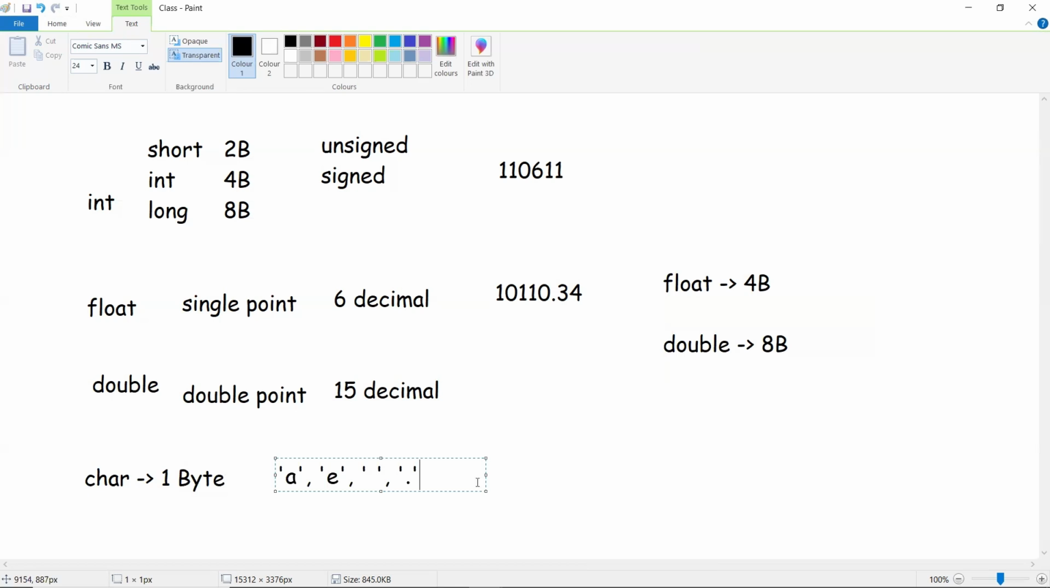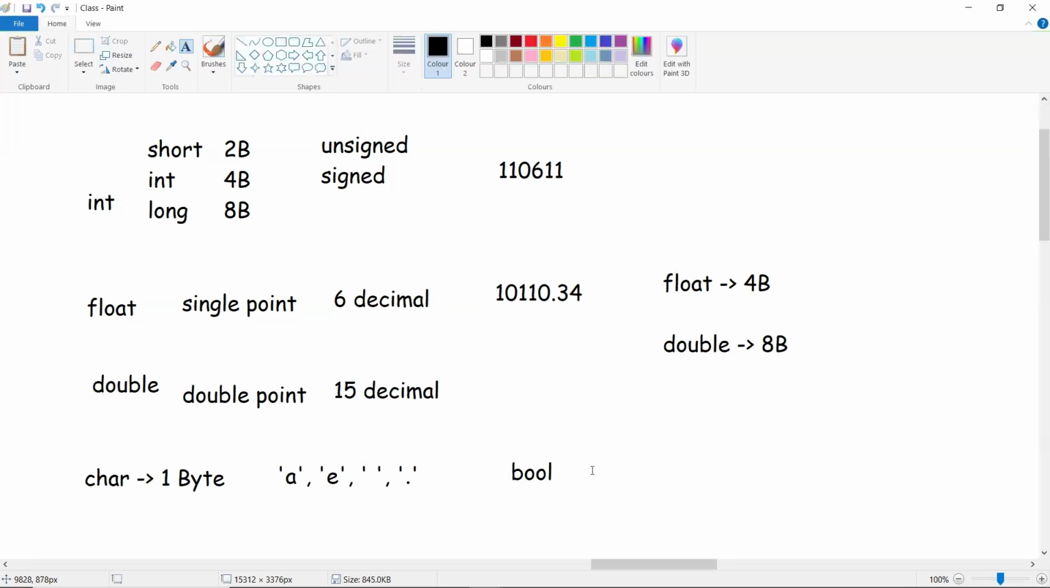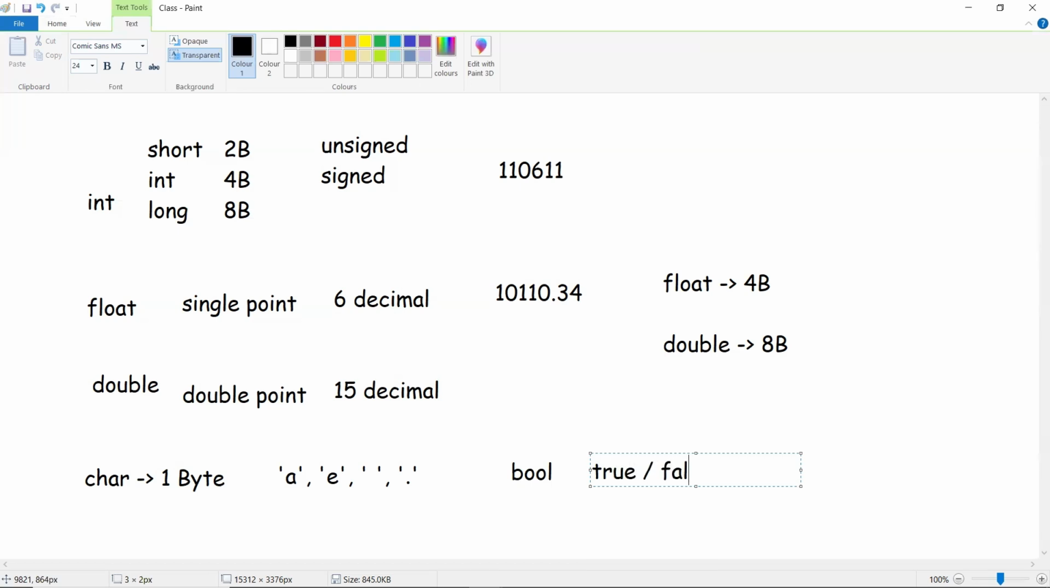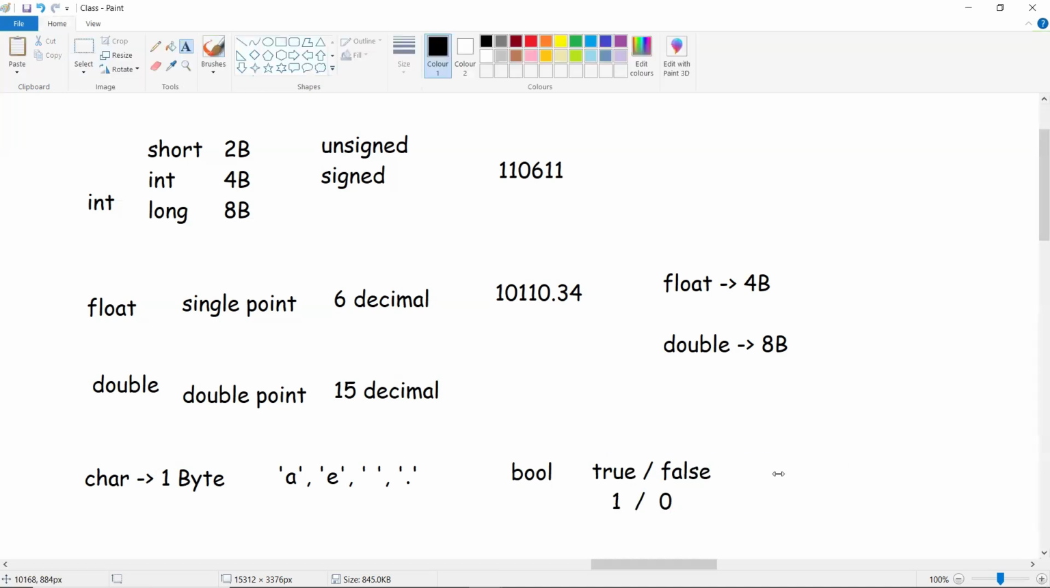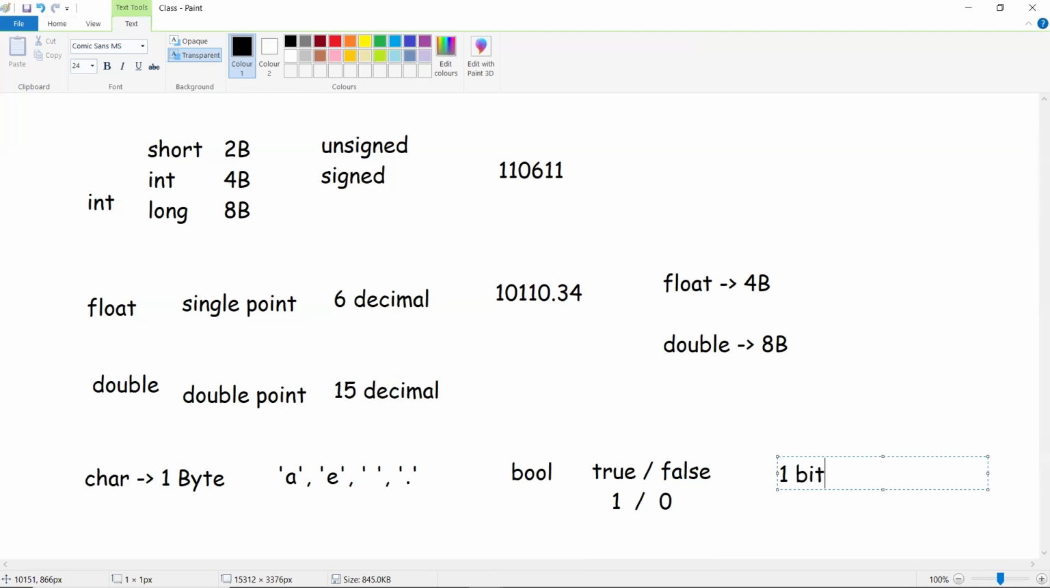Next we have something like Boolean. If you want to use bool, you need to use the stdbool.h header file. So what is this bool? Bool holds something like true or false. When you say true, you can also say 1, or you can say 0. In bool there are only two values, so it doesn't matter if you take 1 byte. The size of bool is only 1 bit.